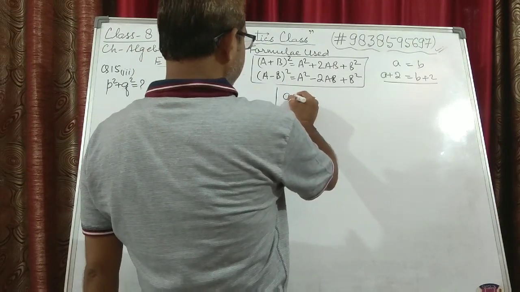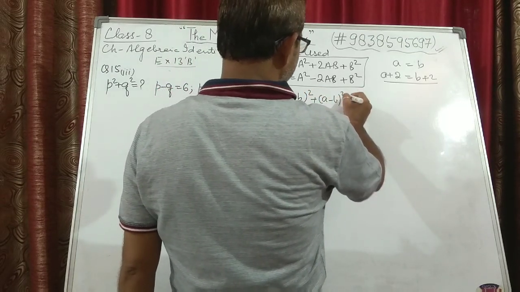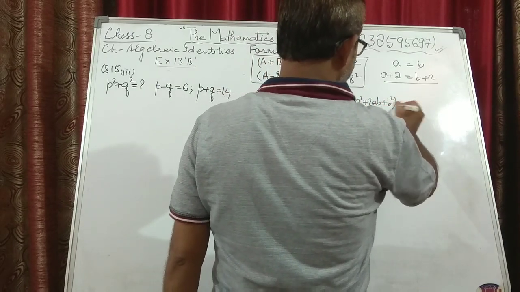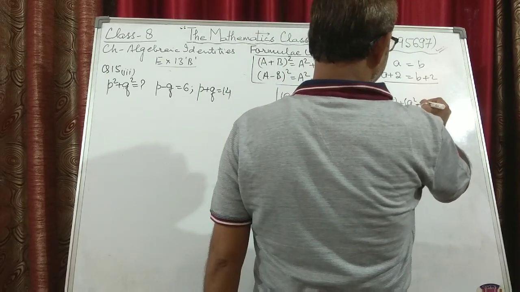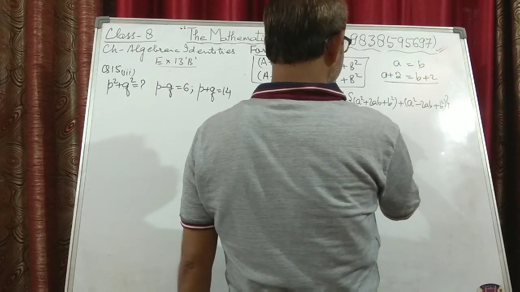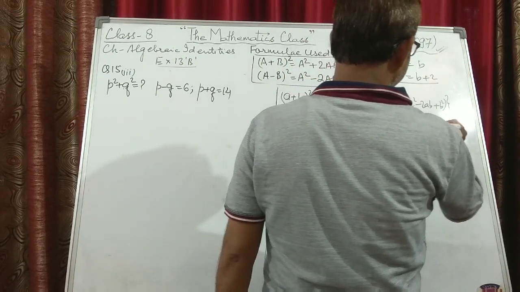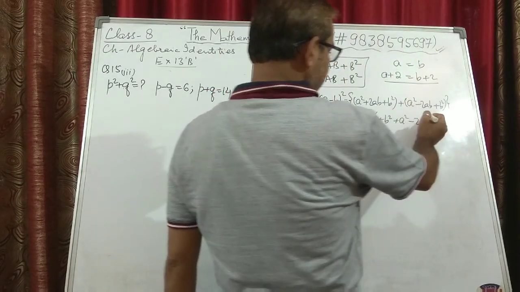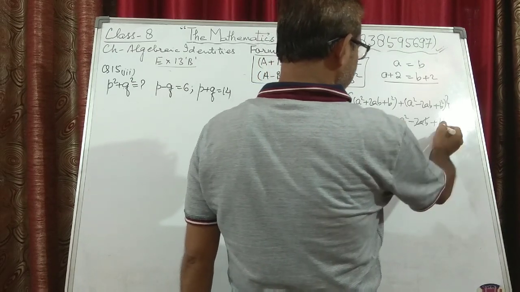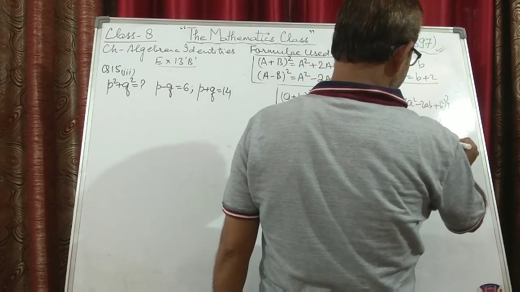If I take a plus b whole square plus a minus b whole square, that will be a square plus 2ab plus b square plus a square minus 2ab plus b square. Now when you open this, you get a square plus 2ab plus b square plus a square minus 2ab plus b square. Plus 2ab and minus 2ab cancel, a square plus a square makes 2 times a square, and b square plus b square makes 2 times b square. We can take 2 common. We are left with a square plus b square.